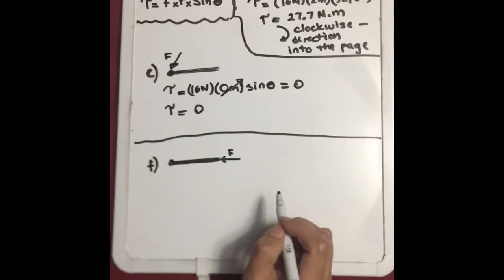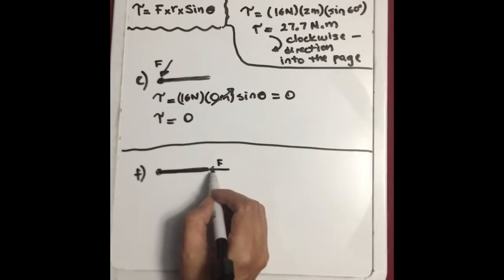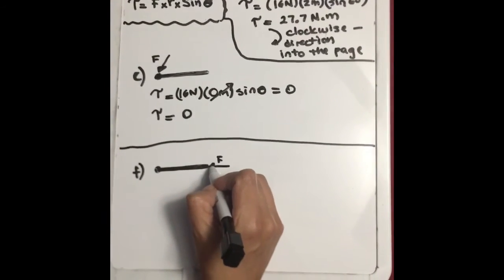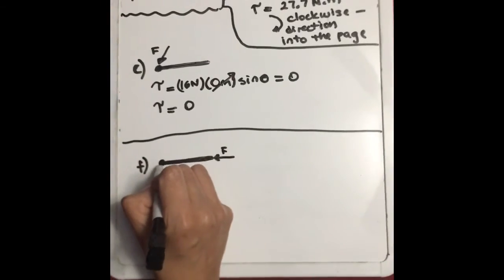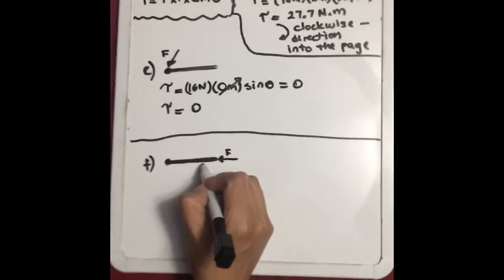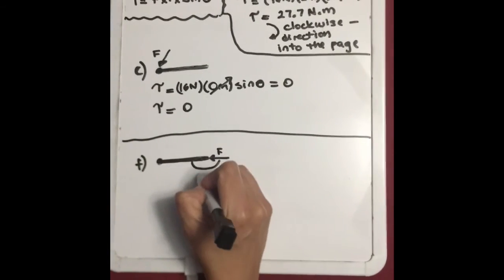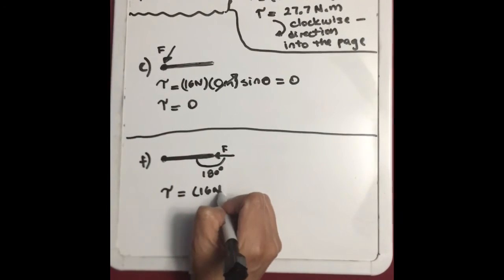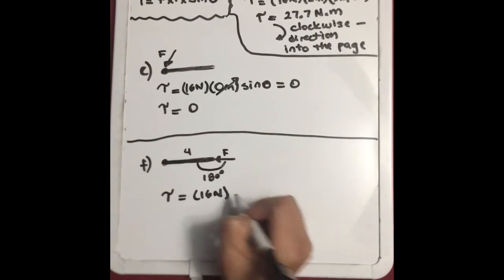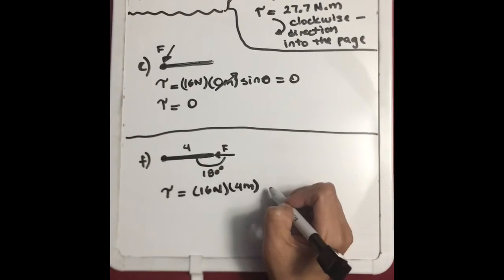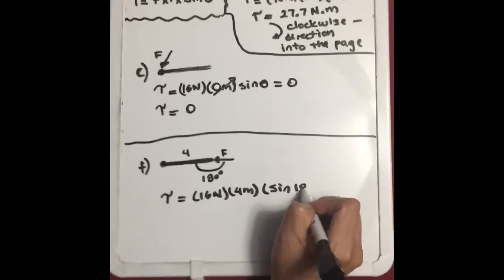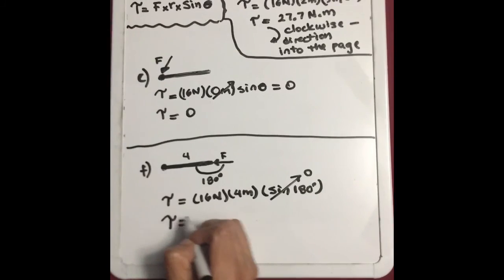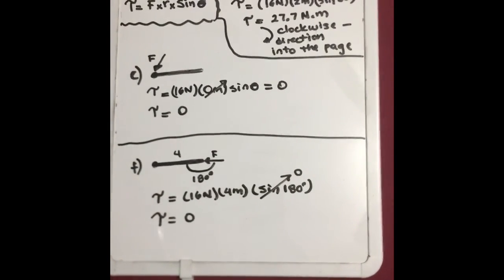And similarly, for the last part, which is F, the force is in the opposite direction of the hinge of the door, making an angle of 180 degrees. So torque in this case is going to be 16 newtons times 4 meters, which is the total distance of the door, times sine of 180 degrees, which is equal to 0, meaning that for this case as well, torque is equal to 0. And that's it for the problem. Thank you.